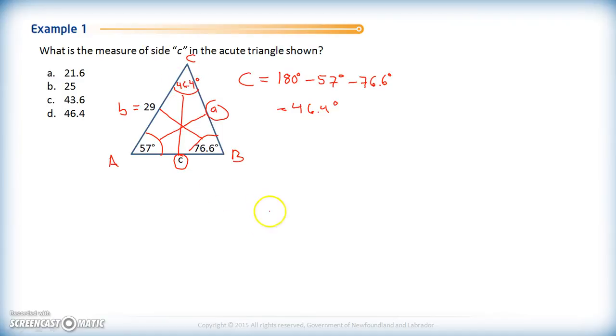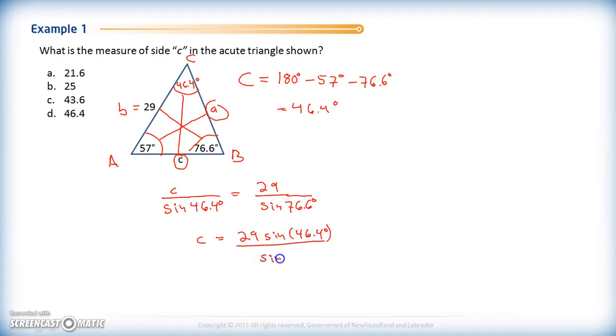So now we do have everything we need. We're going to set up our sine law with C over the sine of angle C, which is 46.4, equal to B over the sine of angle B, so 29 over sine 76.6. We don't have to actually use any of the A business in our sine law. We did use it to help us get there, though. So C is going to be equal to, following the algebraic steps we've learned already, 29 times the sine of 46.4 degrees divided by the sine of 76.6.